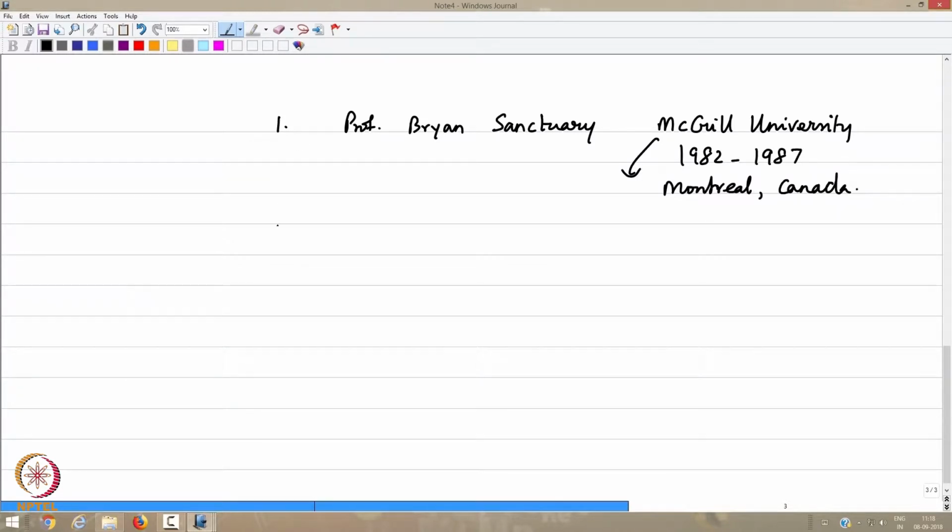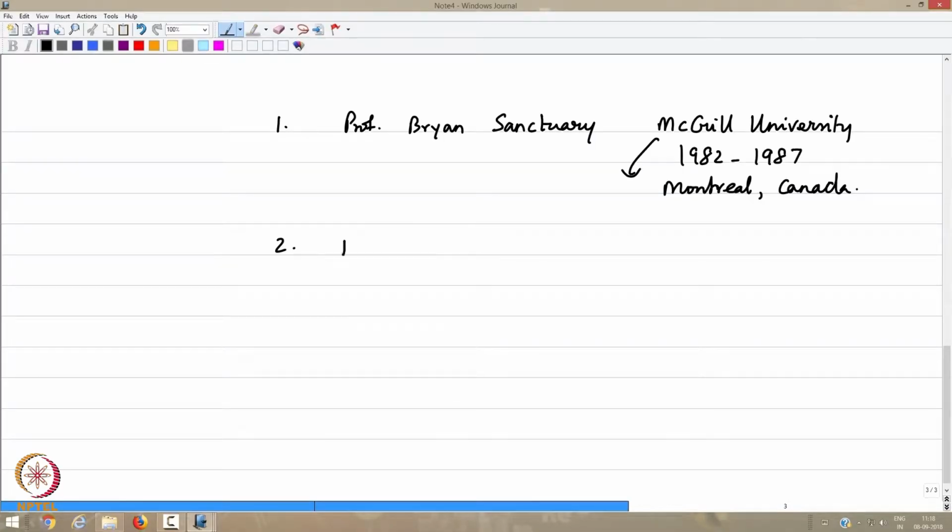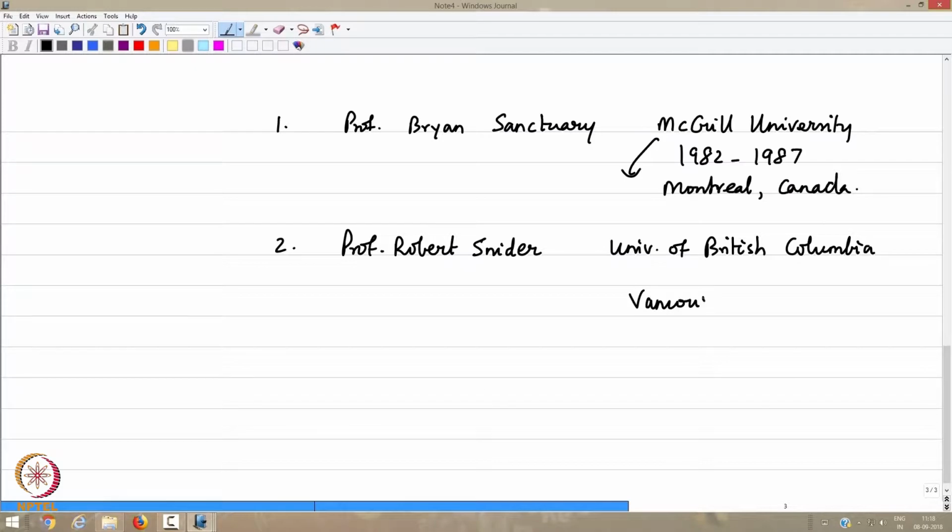And another extremely important and one of the most influential professors in the academic value system that I have learned is also Professor Robert Snyder, with whom I spent the first postdoctoral period in the University of British Columbia. This is on the other side of Canada, namely in Vancouver, one of the most beautiful cities in the world.